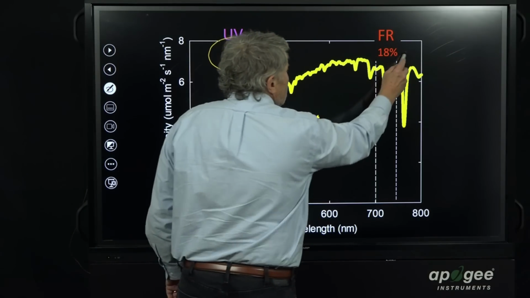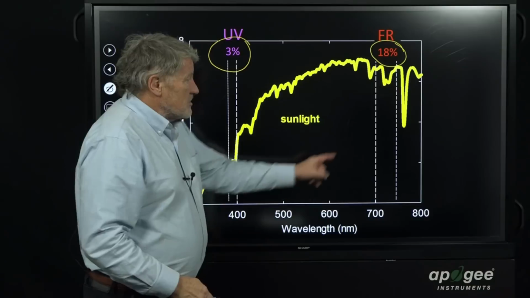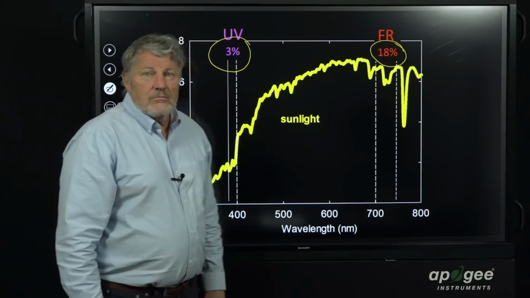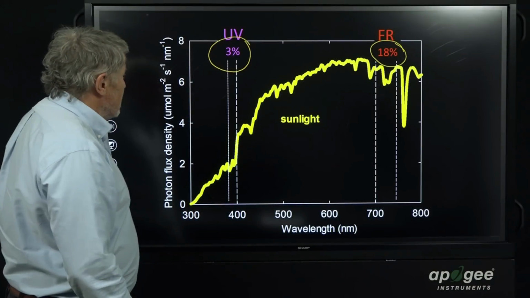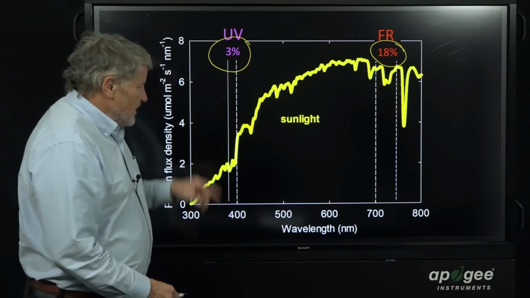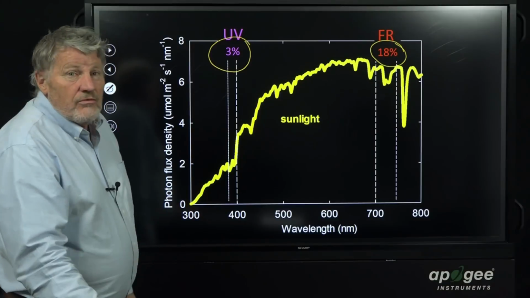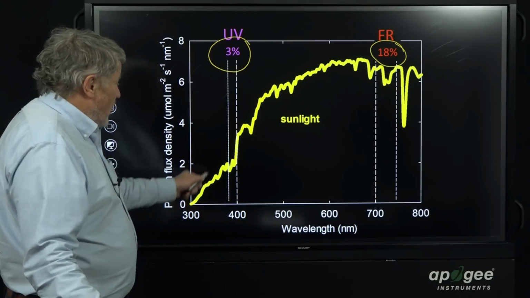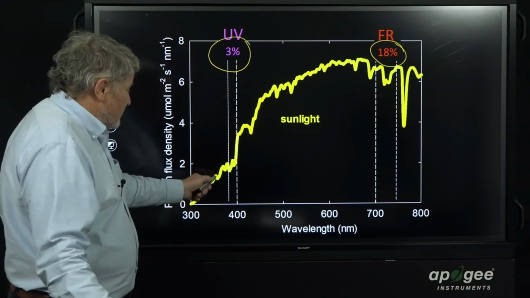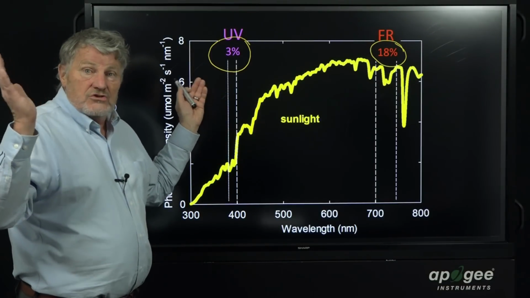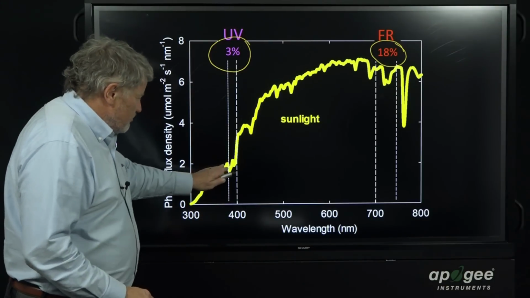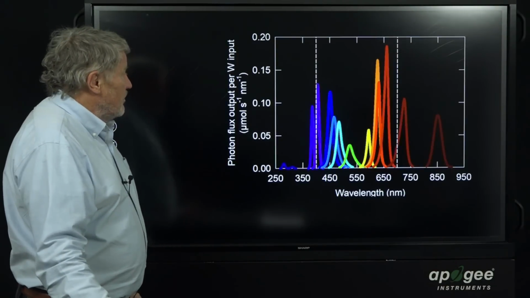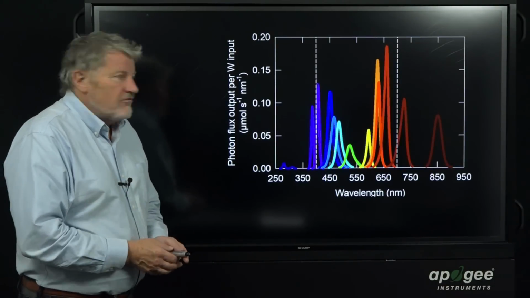But look at over here, 18%. This cutoff makes a big difference for our measurements of photosynthetic radiation. Let's take a look at this for LEDs, which is why we're so keenly interested in this. If all we ever did was measure photosynthesis in sunlight, we wouldn't be so concerned about this. But look at our collection of LEDs.